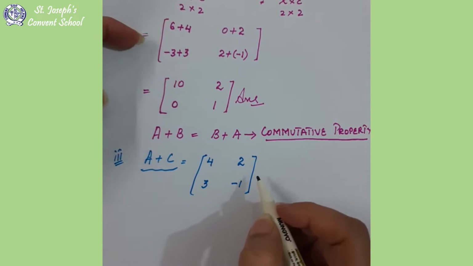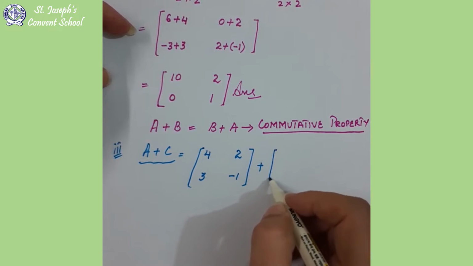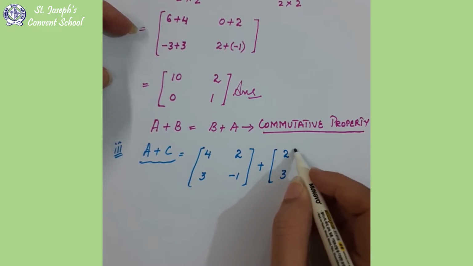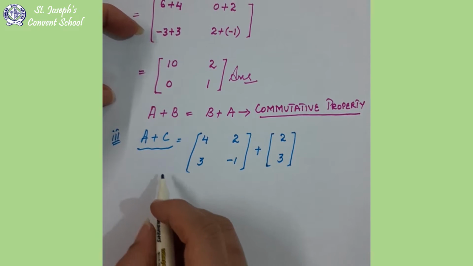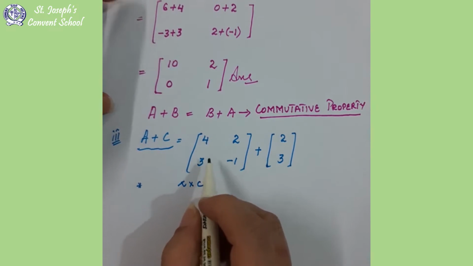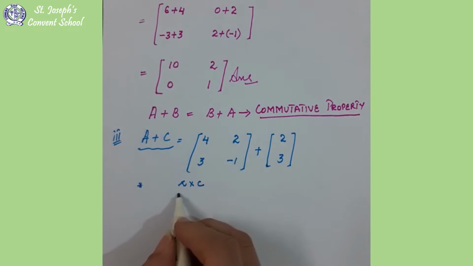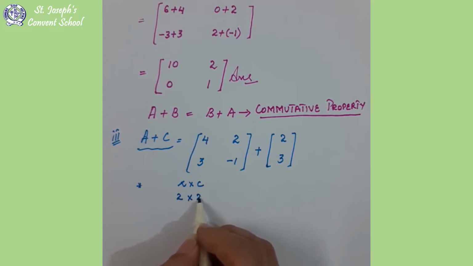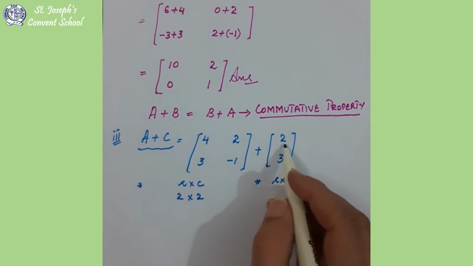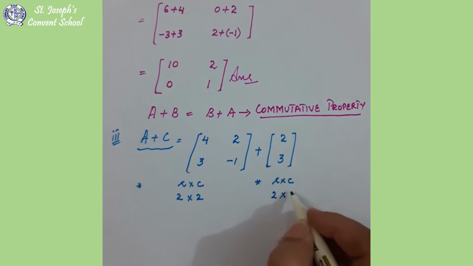Now write plus matrix C. Matrix C is 2, 3. Now we will find the order first. Order of first matrix, row into columns. 2 rows, 2 columns. So 2 by 2 is the order. Now order of the second matrix: 2 rows into 1 column.